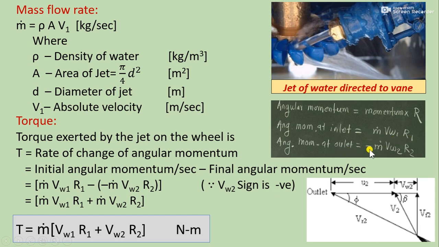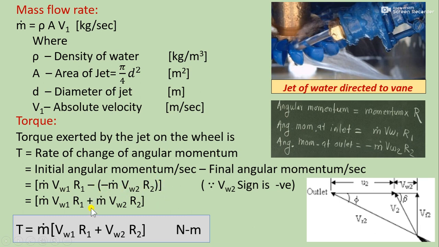At the outlet it is given as minus m dot Vw2 r2. Now the minus sign is because the Vw2 component's direction is opposite to the direction of the jet. So putting these two here, we can write T is equal to [m dot Vw1 r1 minus (minus m dot Vw2 r2)].